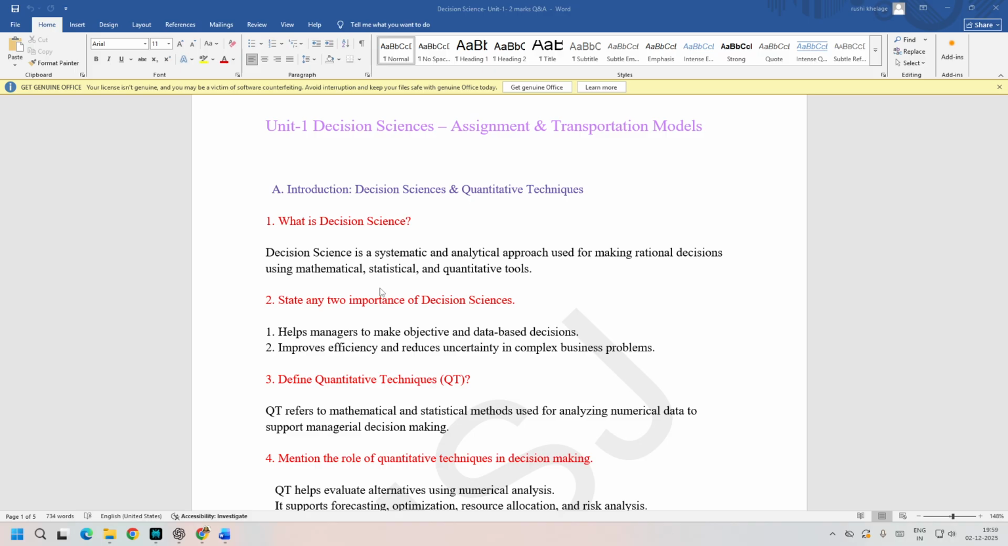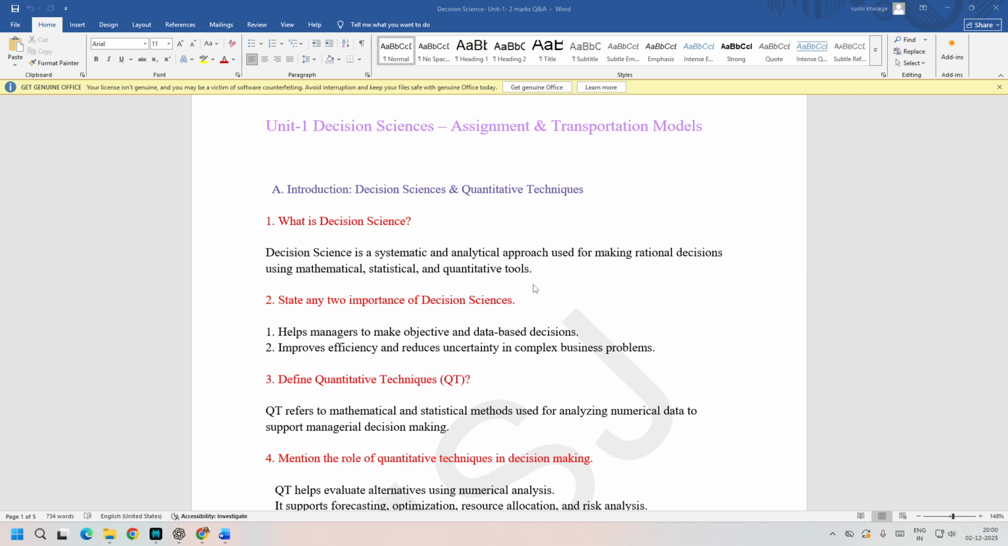Now we will see the first question for the first unit, that is the introduction of decision science and quantitative techniques. First question is, what is decision science? This is based on the subject only. See, decision science is a systematic and analytical approach used for making rational decisions. Organizations want to take decisions, but those decisions are based on a systematic and analytical approach used for making rational decisions using mathematical, statistical and quantitative tools.